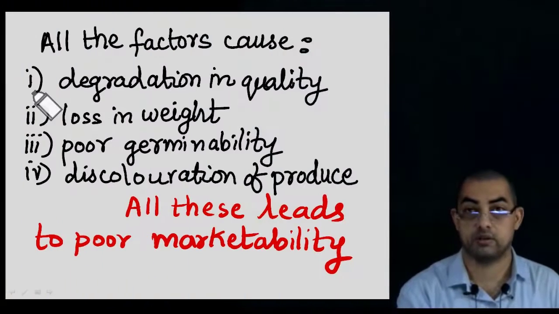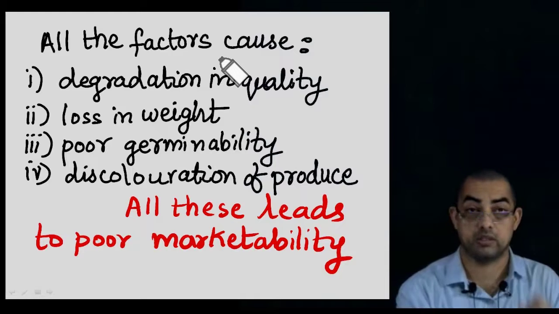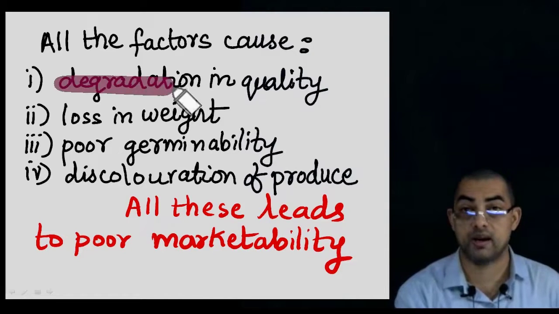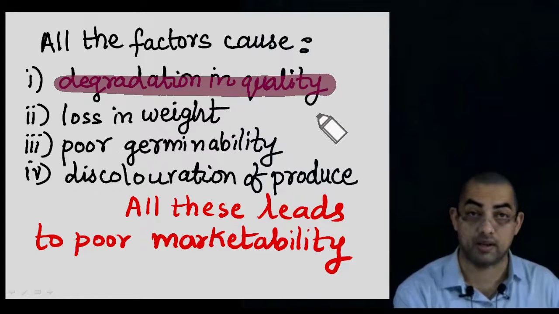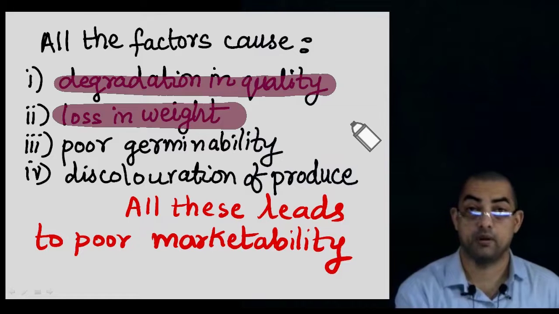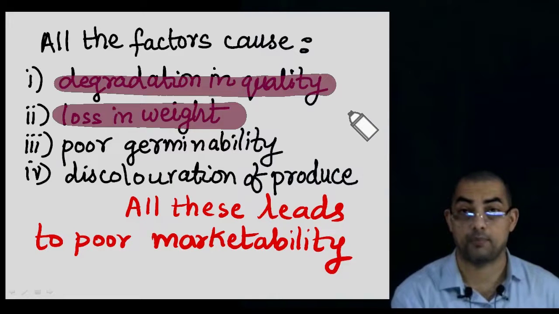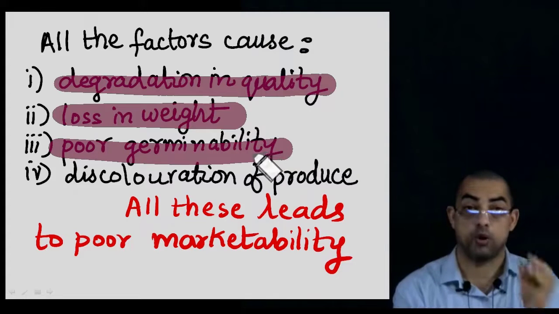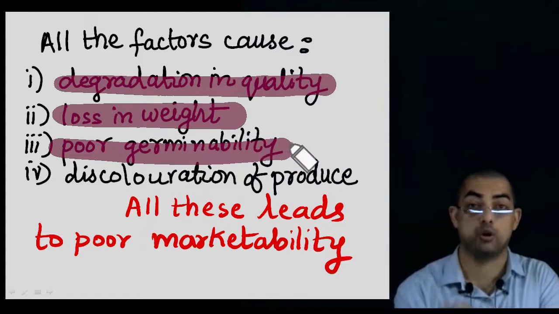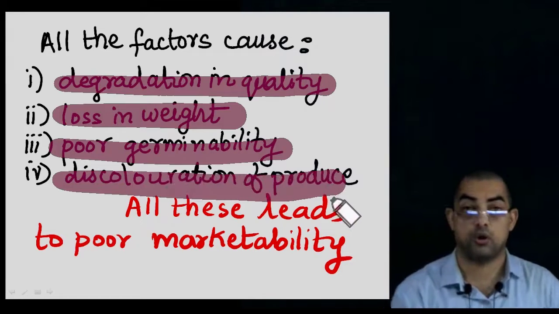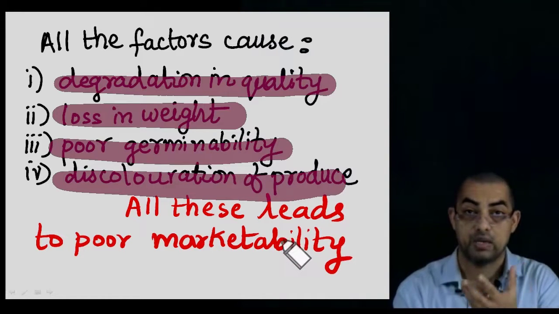All these factors, these abiotic factors and these biotic factors, contribute to the degradation in quality. So the quality of the seeds gets spoiled because of all these. There will definitely be loss in weight if the insects eat a little part of your seeds. Poor germinability: if you put these seeds into the ground, they are not going to germinate. Next, decoloration of the produce. So your seeds will lose their color. They will not look appealing.